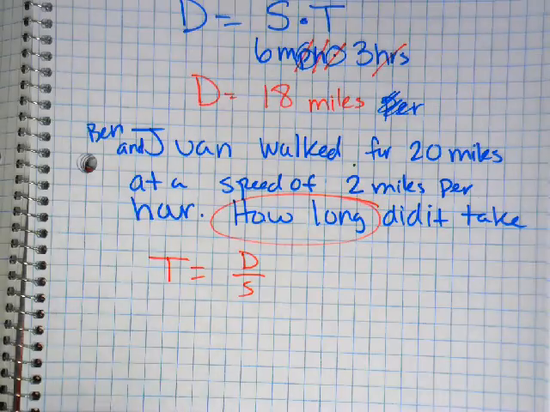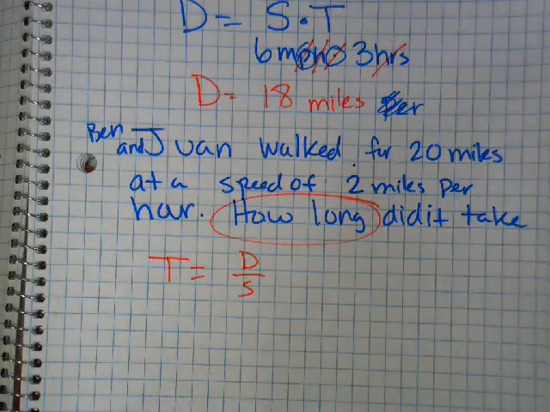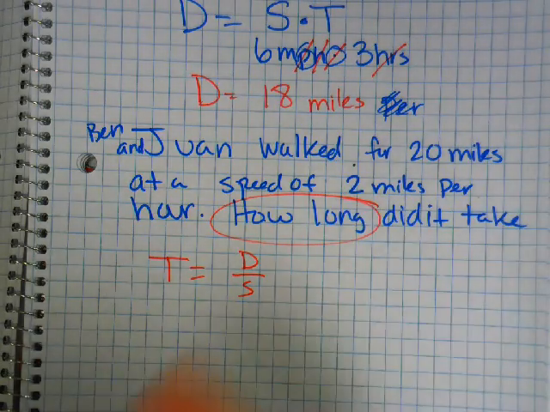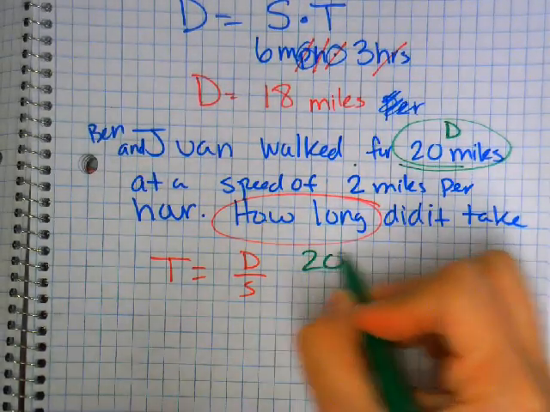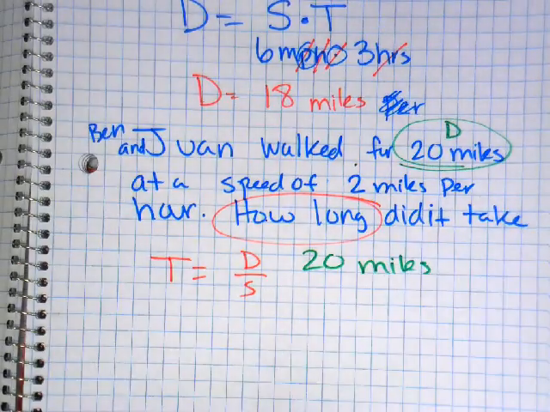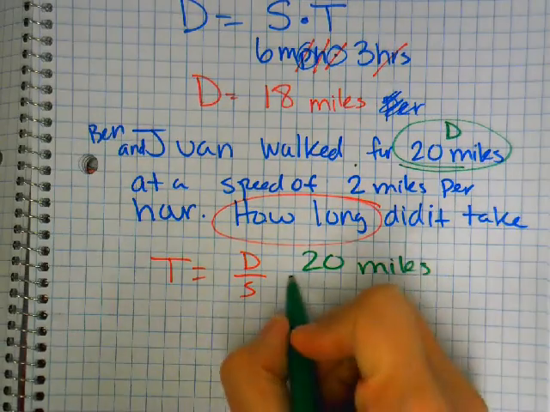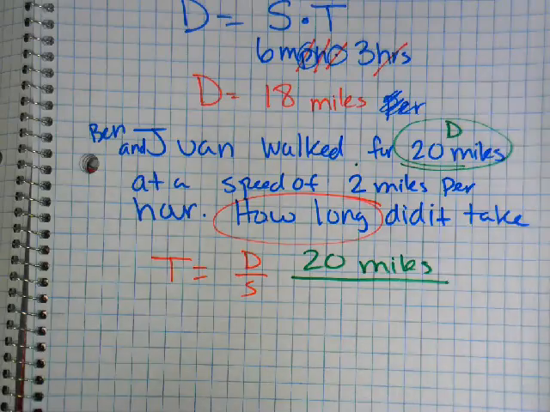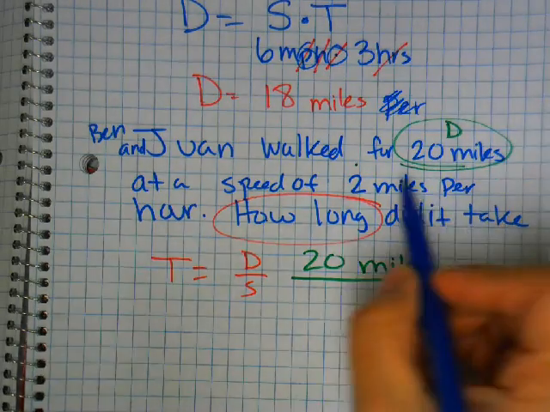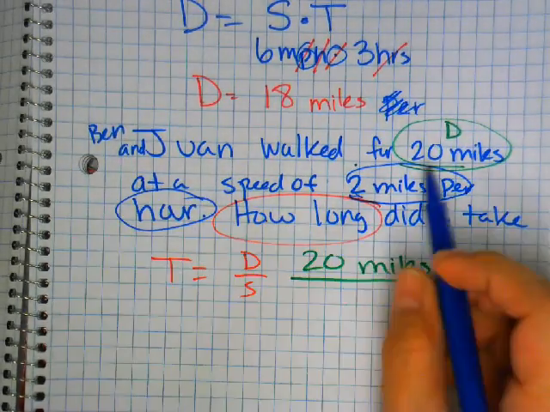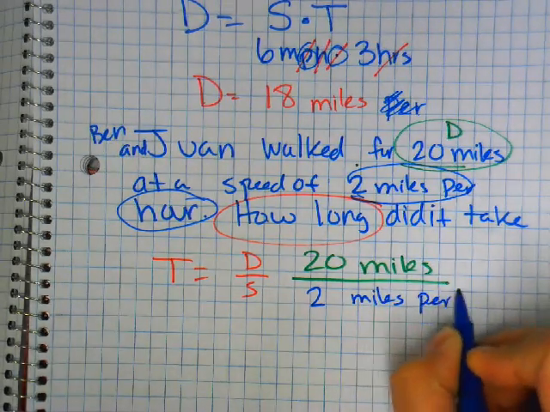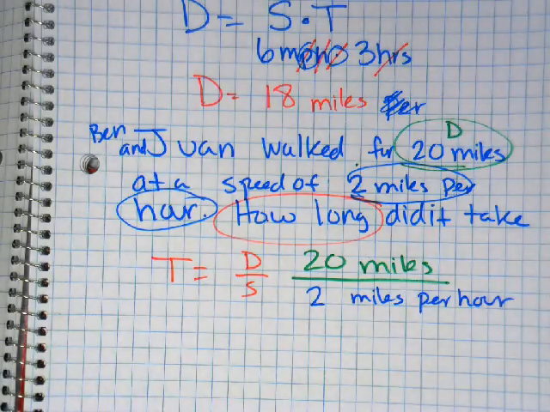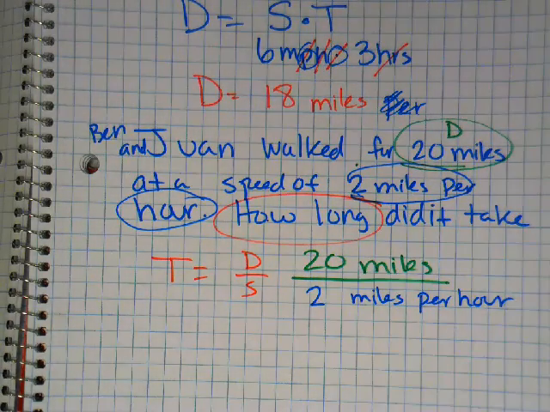Now use your units. So what's my distance? 20, and then I write the miles next to it, right? Then what's my speed? My speed is 2 miles per hour. Okay, I spelled it all out for you guys. The math is easy. I'm not worried about the math. I'm worried about the units in these problems.